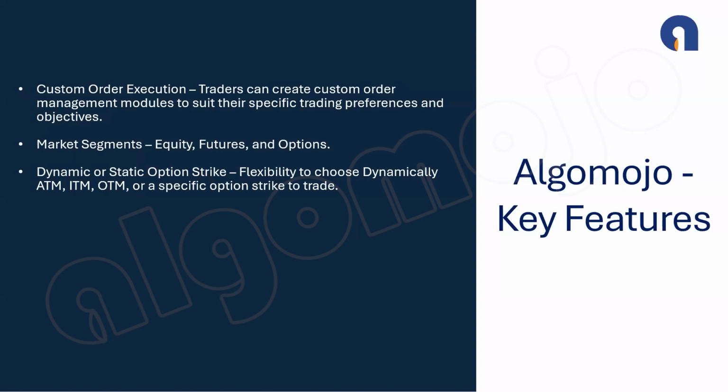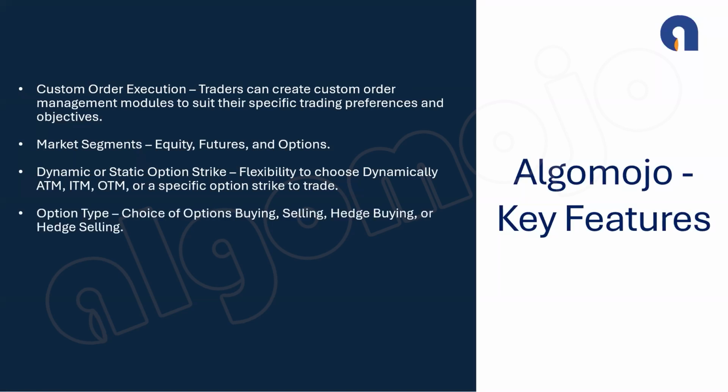Like when we say static option, there are users who would like to trade a specific strike price for the day, either in indices or in stocks or whatever instrument they are trading. Or there are traders and investors who would like to pick the strikes dynamically based on the spot price at the time of signal generation and order placement. So we will look at what the spot price is when the signal comes in.